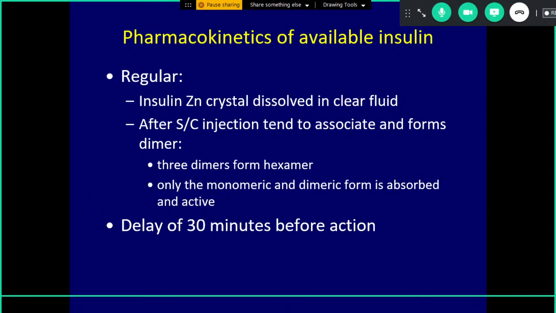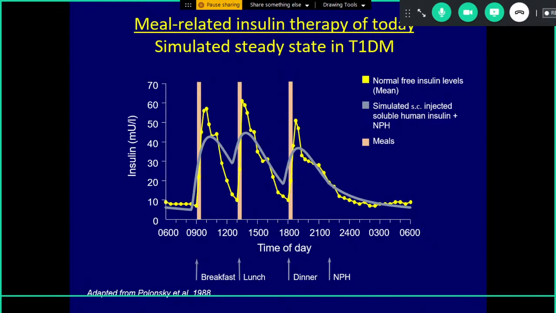So if you're giving conventional regular insulin, you must give it 30 minutes before a meal. But now the other problem with this is, you can see, even if you give it 30 minutes before the meal, the peak is never as sharp as with a person who doesn't have diabetes, and B, the decline is neither as sharp nor as complete, right?